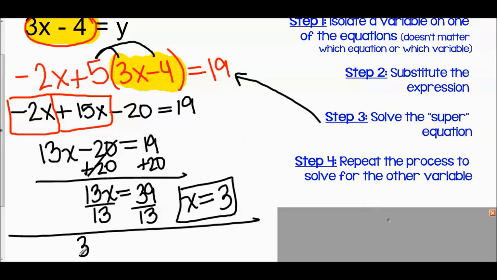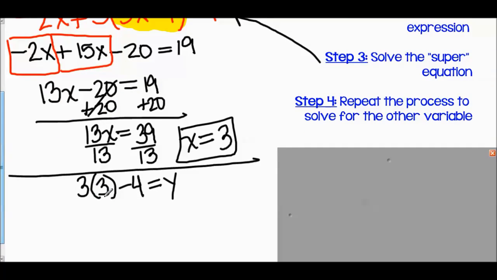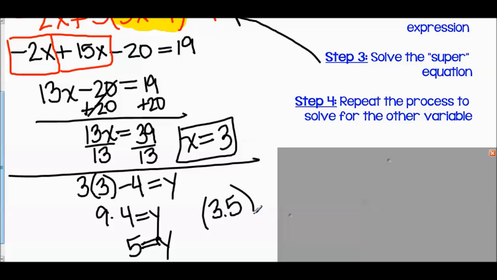So that's going to be 3 times 3, because I'm substituting what I think x is into this equation, minus 4, then that's going to equal y. 3 times 3 is 9, and 9 minus 4 is 5. So y equals 5. So my solution is 3, 5.